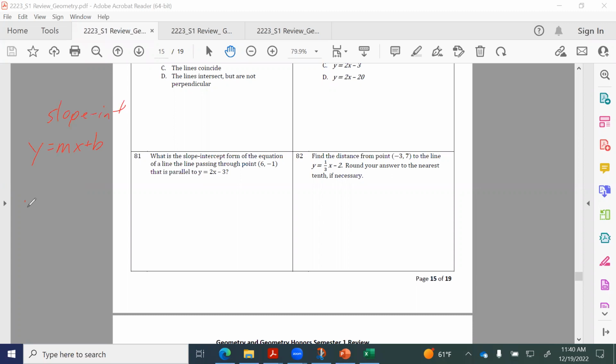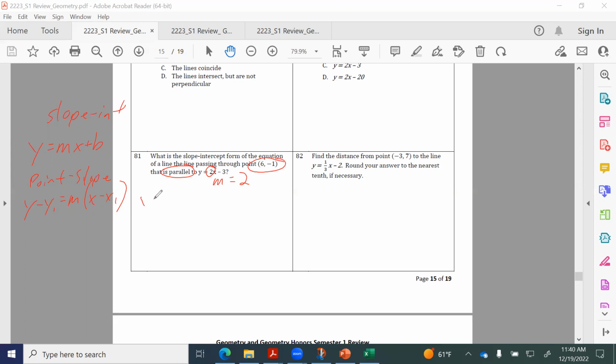But then you also have to know point-slope form. y minus y1 equals m times x minus x1. That's point-slope. So on here, we have this equation. We have a slope. We want it parallel, so it's going to be the same slope. So our slope is going to be 2. And it's passing through that point, so we can use point-slope form.